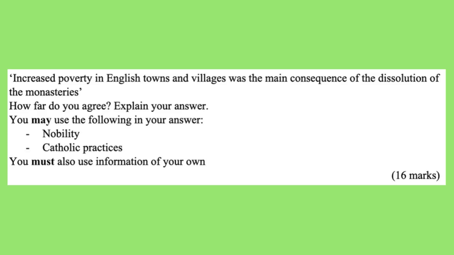Increased poverty in English towns and villages was the main consequence of the dissolution of the monasteries. How far do you agree? Explain your answer. You may use the following in your answer: nobility, Catholic practices. You must also use information of your own.